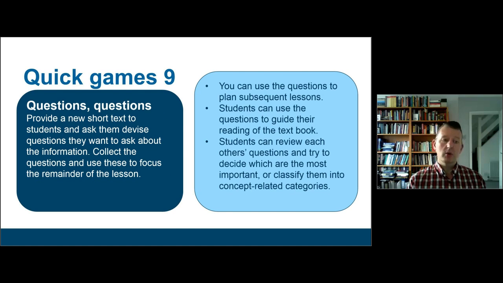Quick game 9, questions. Provide a new short text, as with the last activity, but just give it to students and ask them to come up with questions that they either want to ask of you, or of the source, or of people in the classroom, and then use those questions to focus the remainder of the lesson. So you can use the questions to collect in and plan subsequent lessons in your scheme of work, or you could just reallocate those questions to students so that when they read the textbook, they're reading to look for the answers to the questions they've identified as being interesting.